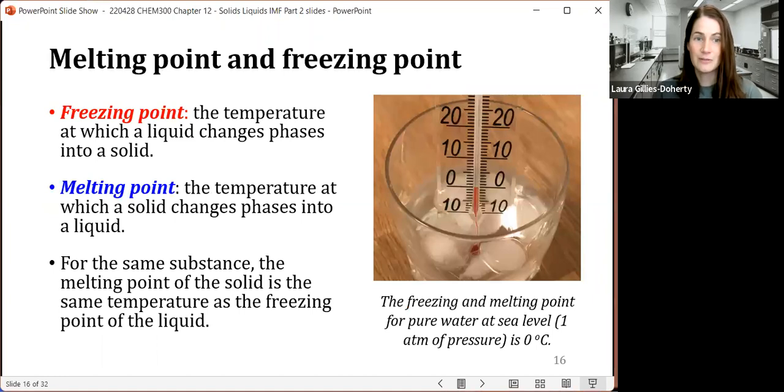So the freezing point and melting point are the temperatures at which this phase change happens. So the freezing point is the temperature at which a liquid changes phases into a solid. And the melting point is the temperature at which a solid changes phases back into a liquid. And for the same substance, say pure water, like shown here in the image, the melting point of the solid is the same temperature as the freezing point of a liquid. So water melts at 0 degrees Celsius and it freezes at 0 degrees Celsius.